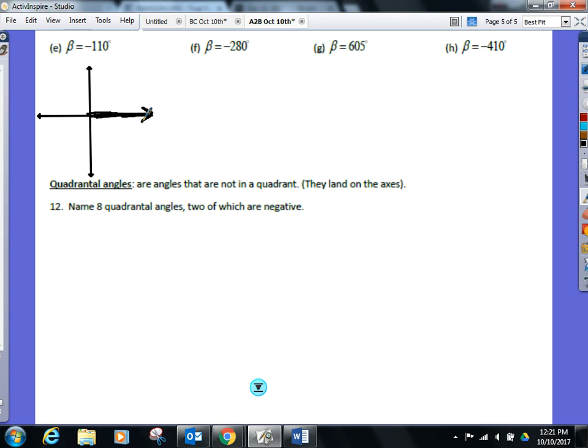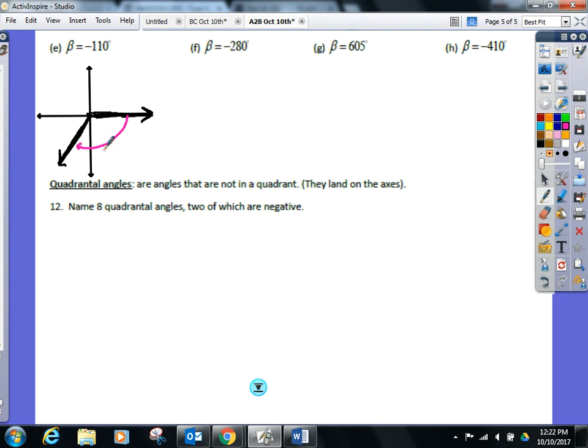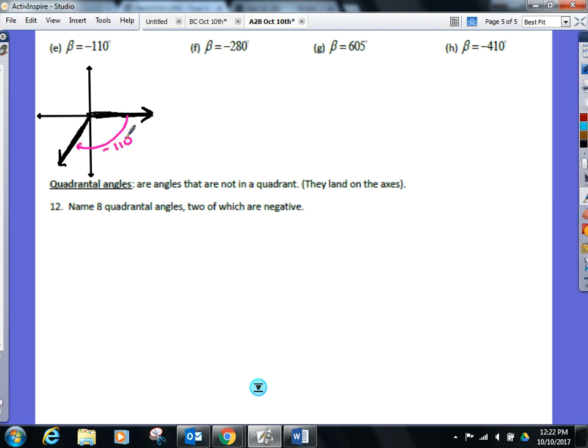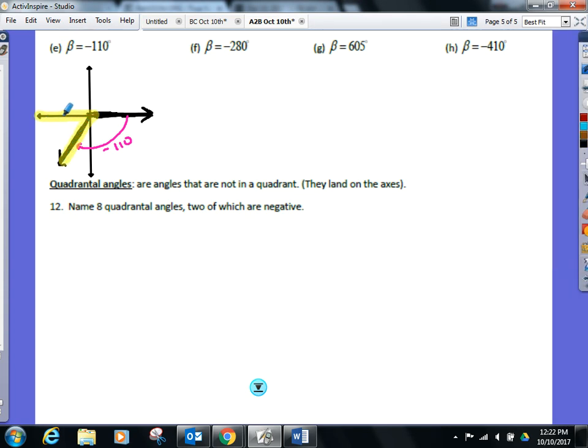What quadrant are we looking at for negative 110? Third? Closer to negative 90, right? Okay, gotcha. And we're going clockwise because it's negative. Forget about what it is in degrees. Do you see the reference angle? It's with the x-axis, not the y-axis.